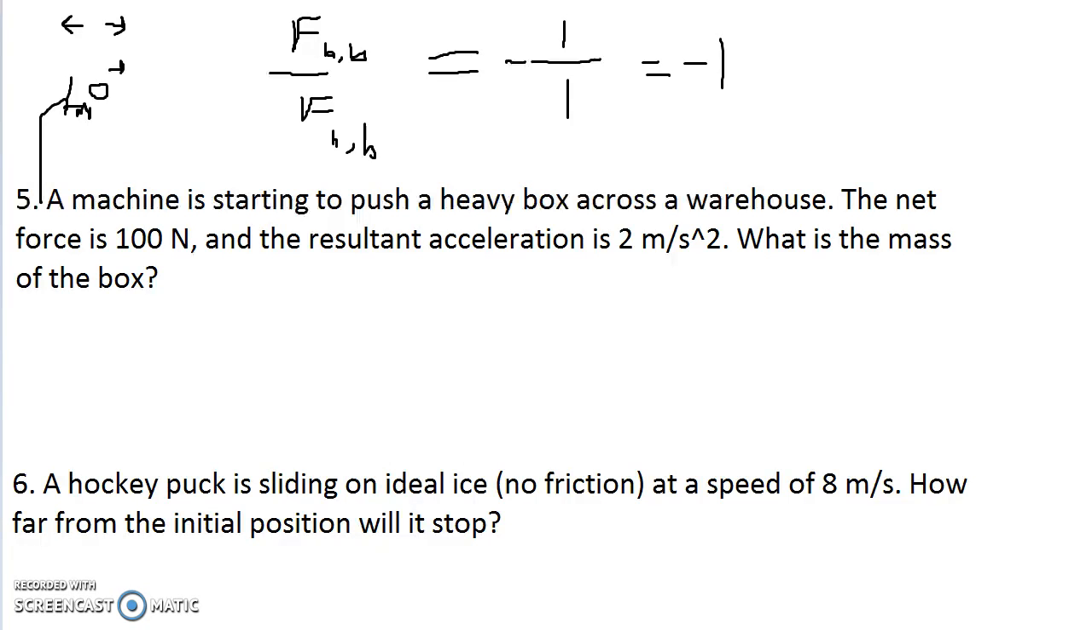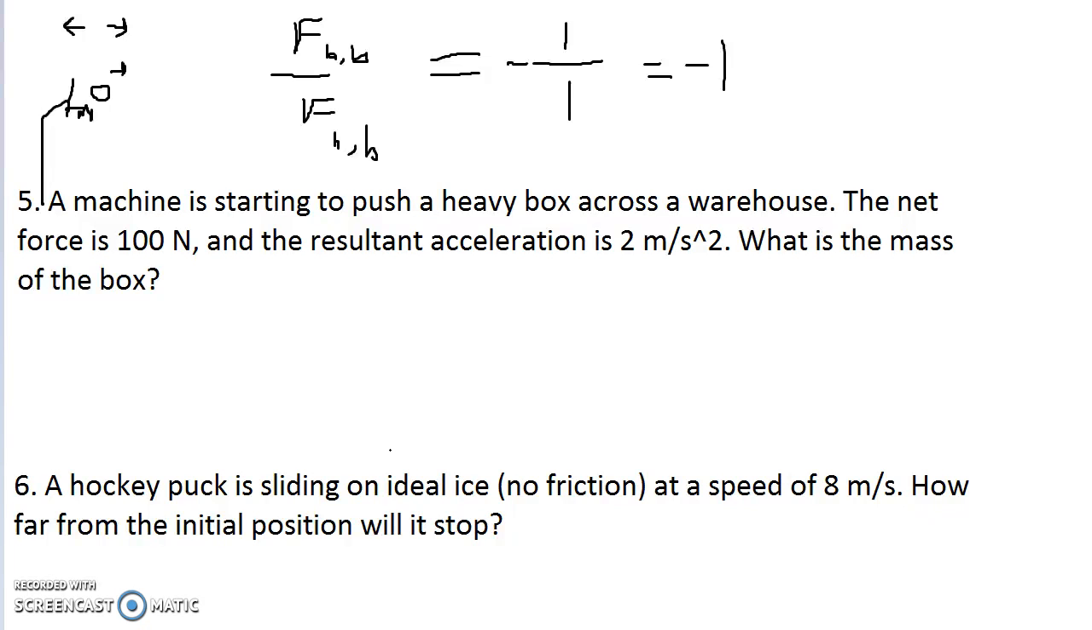Number 5, a machine is starting to push a heavy box across a warehouse. The net force is 100 newtons and the resultant acceleration is 2 meters per second squared. And what is the mass of the box? So by this point, this should kind of trip your Newton's second law alarms in your head. Now we know the acceleration and we know the force, so we just have to plug it in to Newton's second law here. Force equals mass times acceleration.